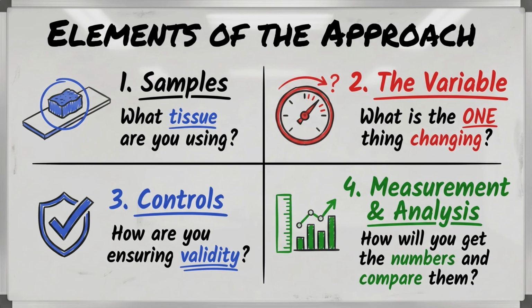So what are the key elements of a strong approach? First, you need to identify your variables. What are you measuring or manipulating? Second, you'll describe your methods, including the specific techniques and materials you'll use. Finally, you'll outline your procedures step by step. These elements ensure your approach is clear and reproducible.